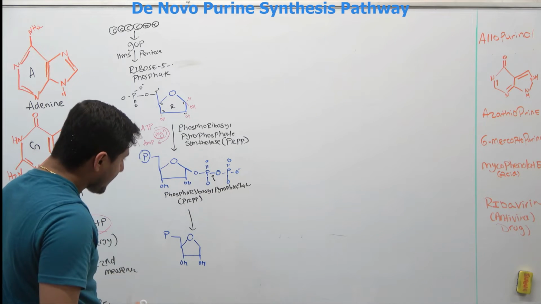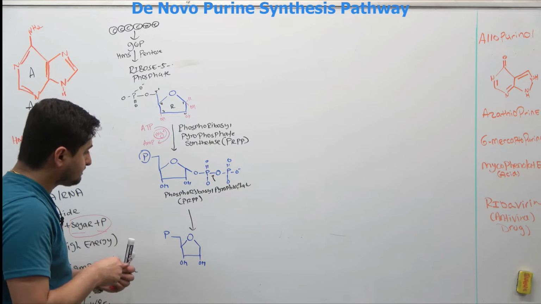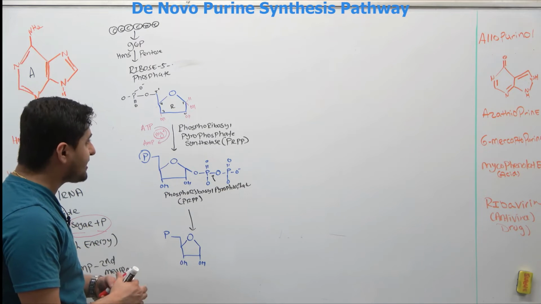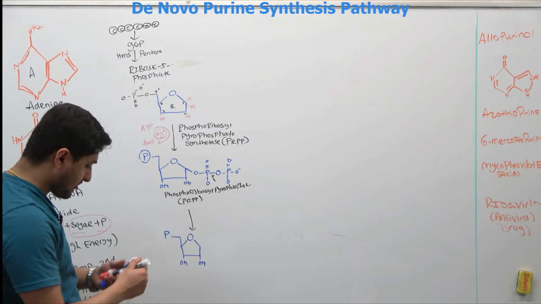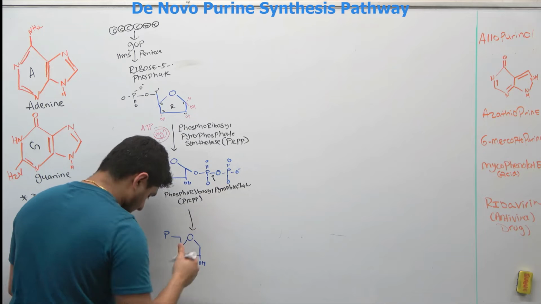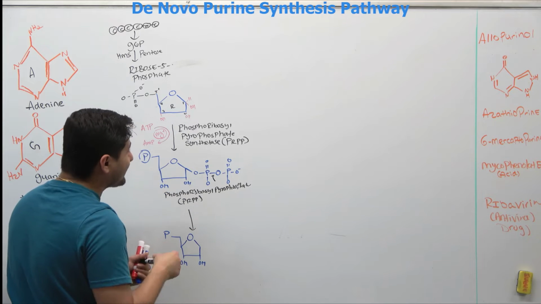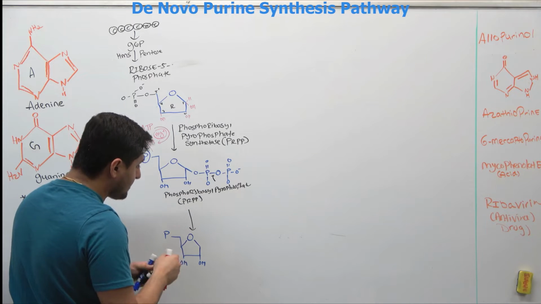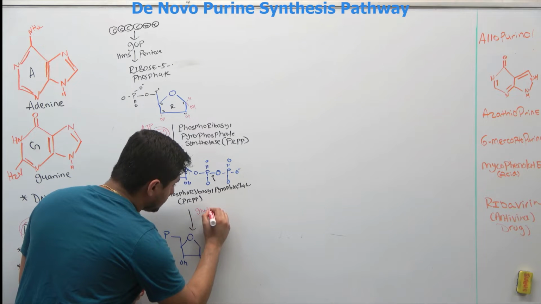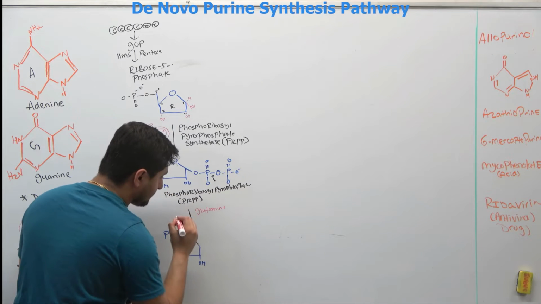Now, what is happening here is that there's a special enzyme that you're going to see here. This is a very, very important enzyme that you have to remember, okay? This enzyme is called, all right? We'll just write it down. I'll write it in red, so that way you remember this enzyme. This is called glutamine, right?